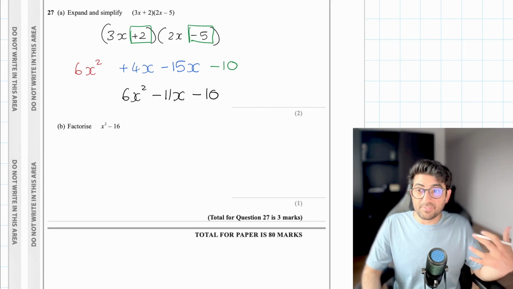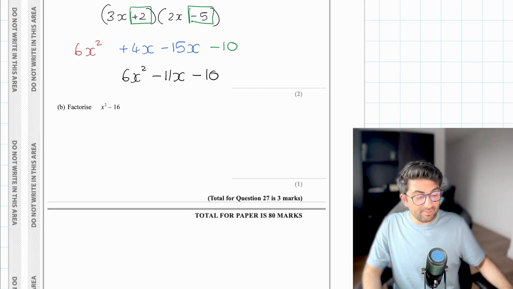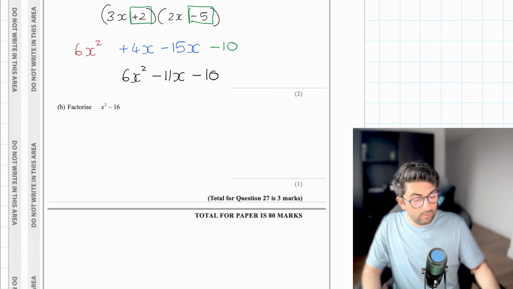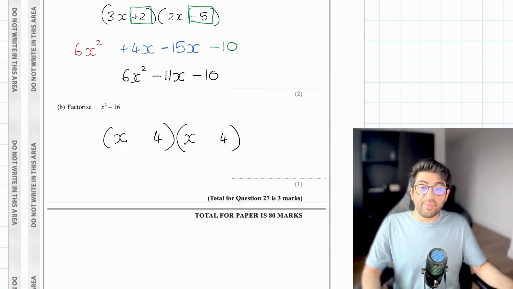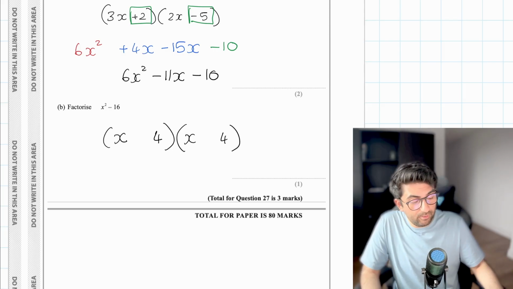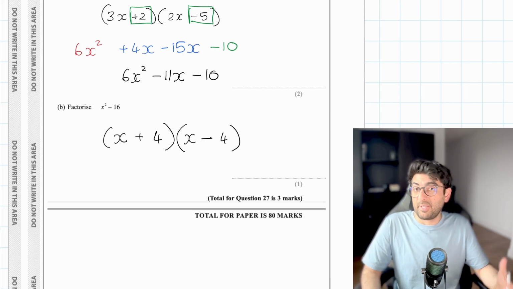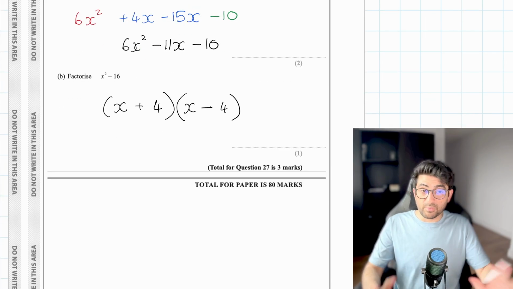Okay, so the next one says factorize x squared minus 16. So in this one, the root of x squared is just x, the root of 16 is 4. We write that twice. And then, because it's a minus in the middle, we have a plus and a minus. And that will expand to make x squared minus 16. And that was our last question.